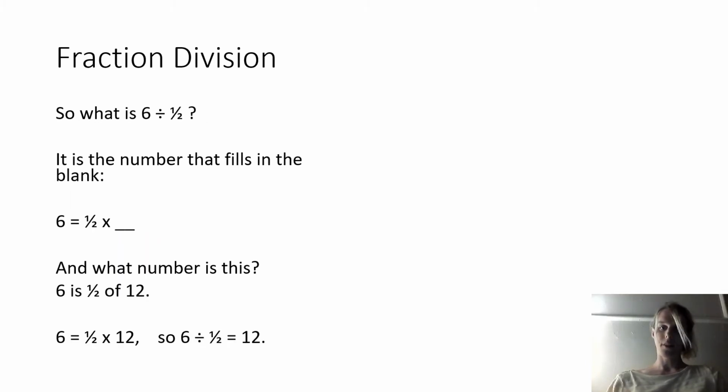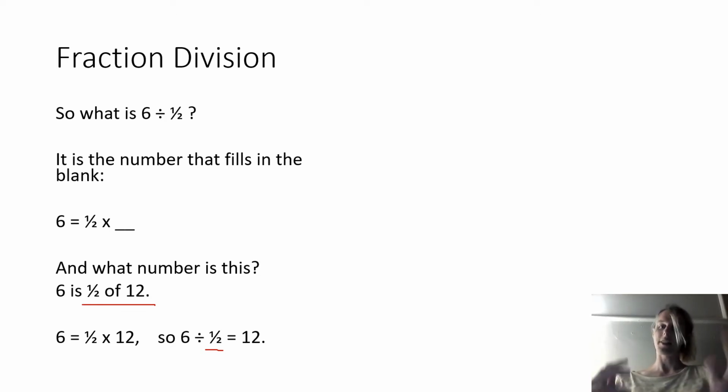6 is a half times 12. So therefore, 6 divided by a half is equal to 12. And so we're already starting to notice a pattern. This comes from our previous video about fraction multiplication. One of the first things we talked about was how to multiply a fraction by a whole number. But we already noticed, and now we're starting to notice a pattern.